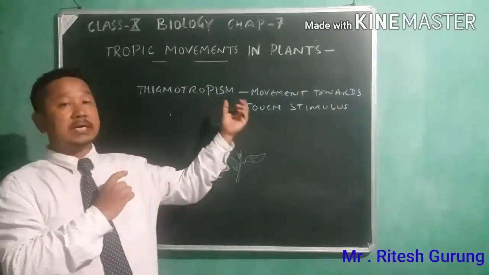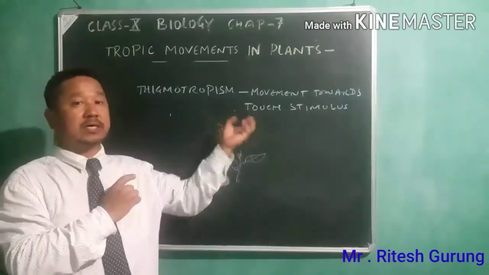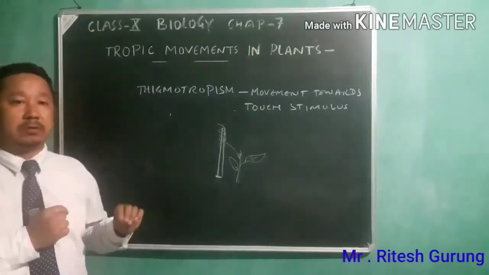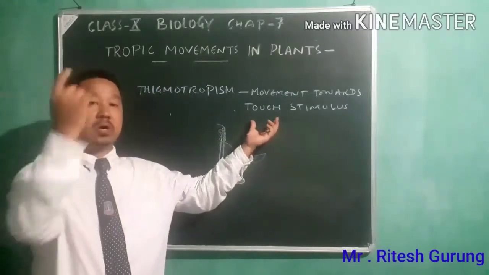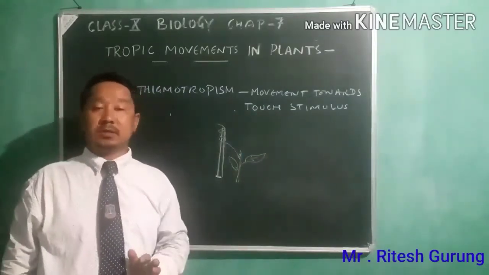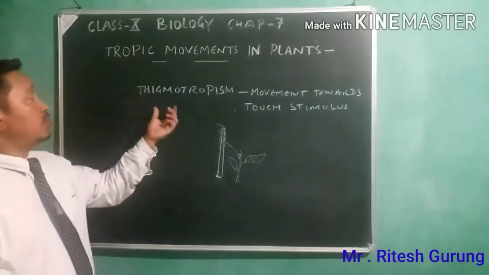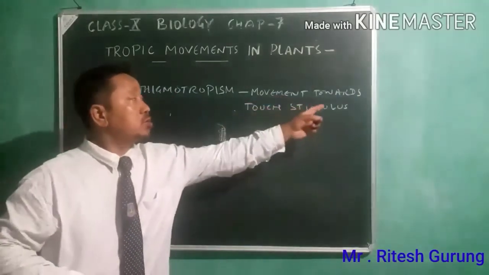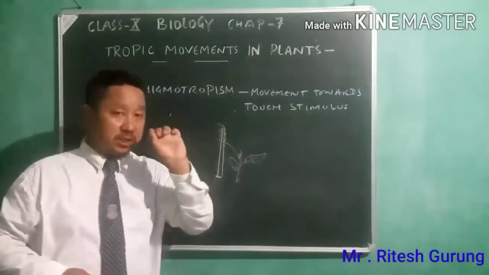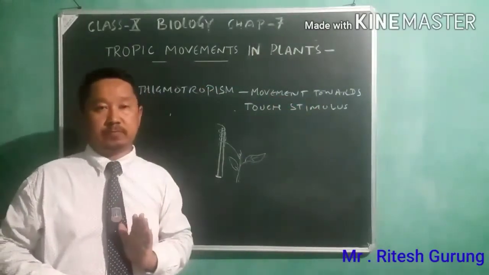So the movement like this towards the one-sided touch stimulus, so that it can go around the other plants or the support, is called thigmotropism. Or in one sentence, the movement towards touch stimulus is called thigmotropism. All right.